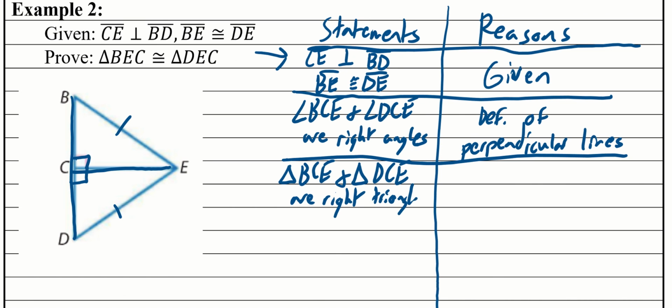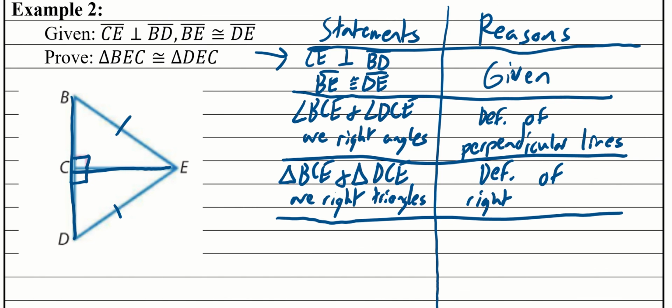These 2 triangles are right triangles. And like I mentioned, the reason for this is the definition of a right triangle. If it has 1 right angle in it, then it's a right triangle. So definition of right triangle. If you're going to use the hypotenuse leg theorem, this needs to be one of your steps. You have to say somewhere in there that they are right triangles.